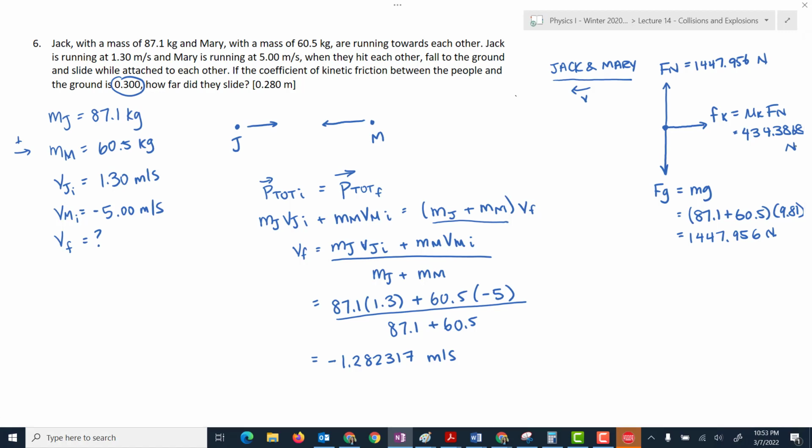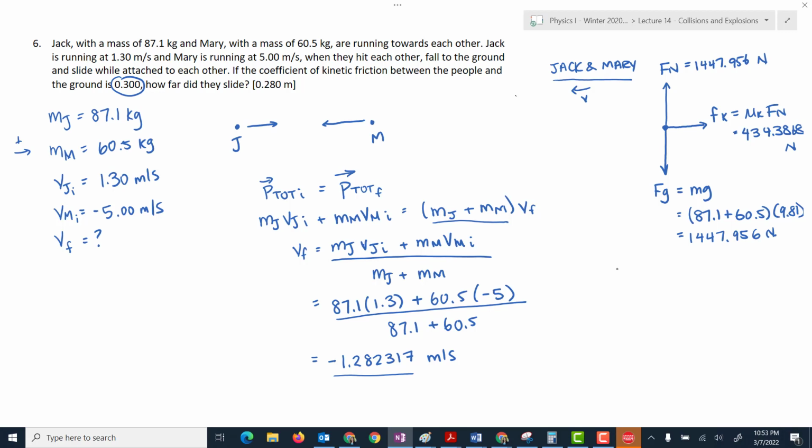So next, I want to find out how far they slid. And I know initially what their speed was. Okay, this is their speed right here. So I need to find their acceleration so I know how far they slide before coming to a stop. And then I'll use kinematic equations.